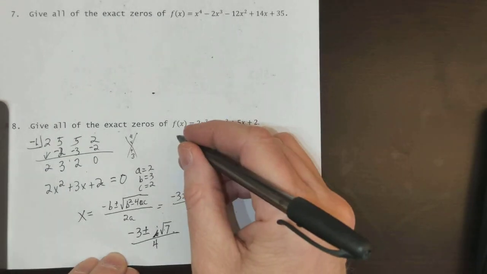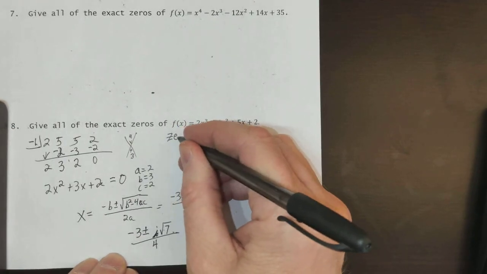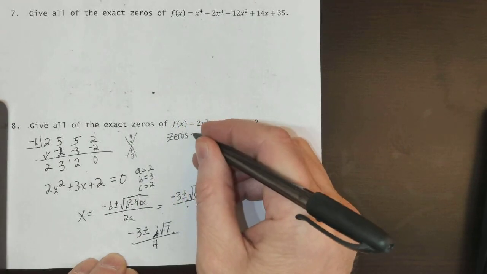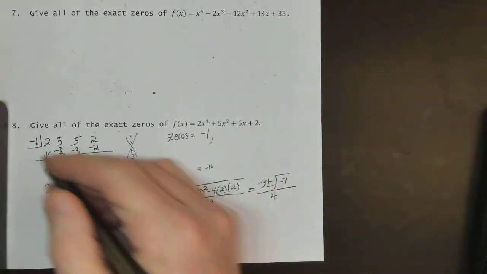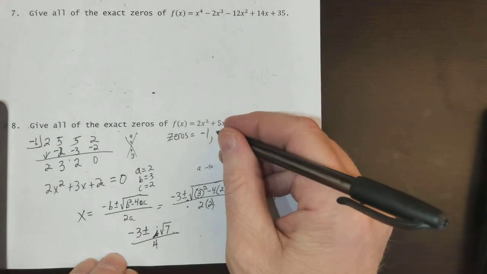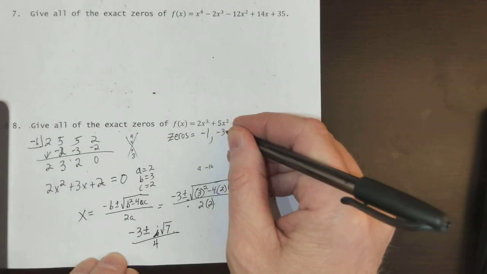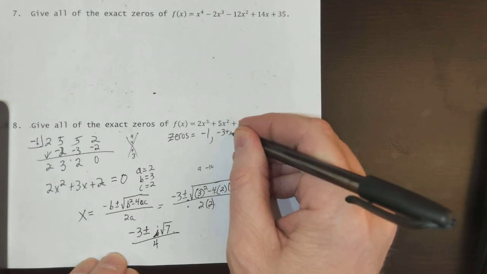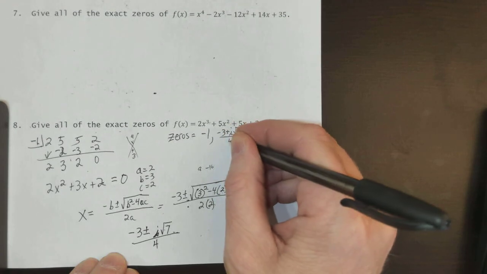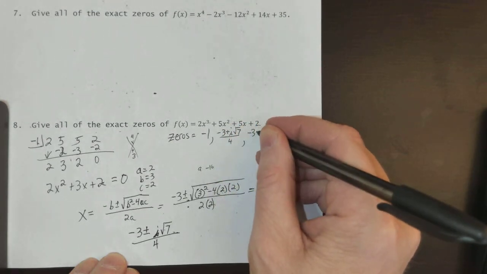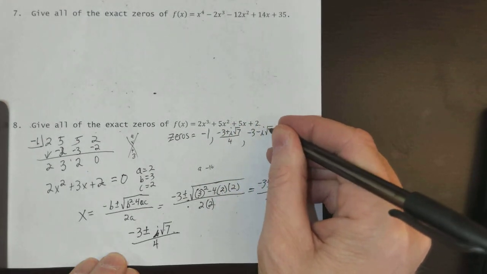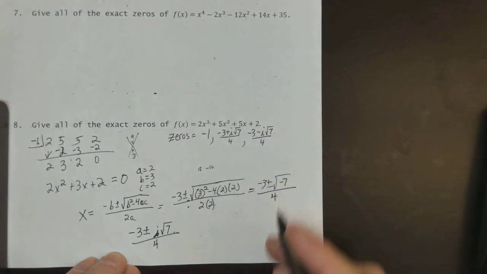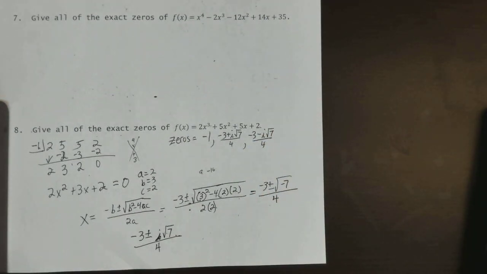And all of the exact zeros would be negative 1. That's one we found from the graph. Negative 3 plus i radical 7 over 4, and negative 3 minus i radical 7 over 4. Okay, there's my 3 solutions there.